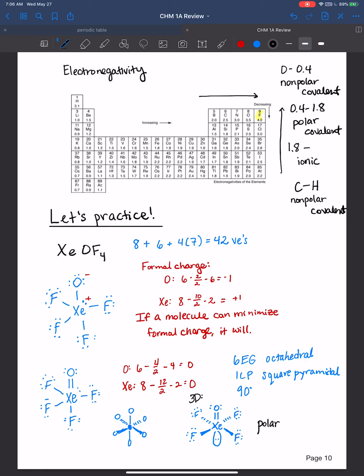Fluorine's very electronegative, xenon's not really, and then oxygen's pretty electronegative. So overall, this molecule is a polar molecule. Usually when it comes to ionic, we're looking at a metal and nonmetal, or for example, two polyatomic ions held together by that electrostatic charge. So this one is a covalent molecule, so we're just trying to identify polar and nonpolar overall.